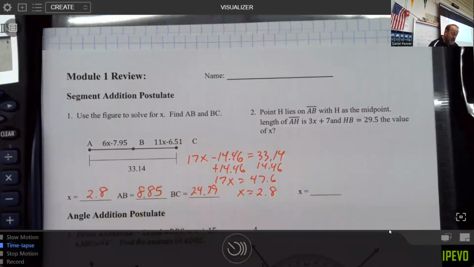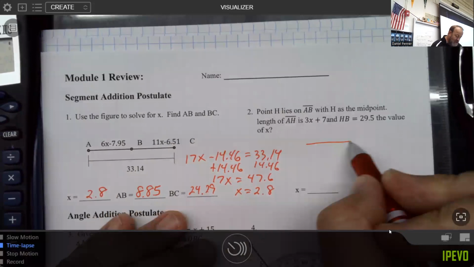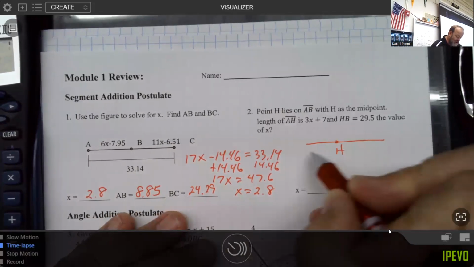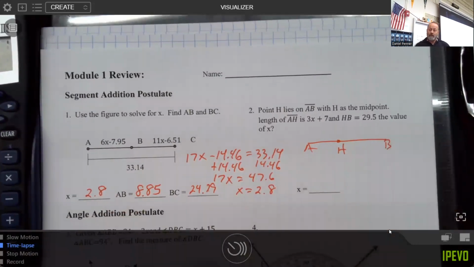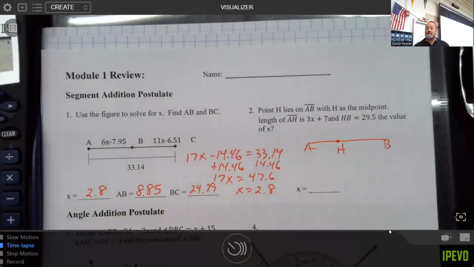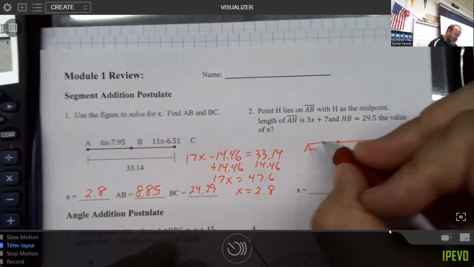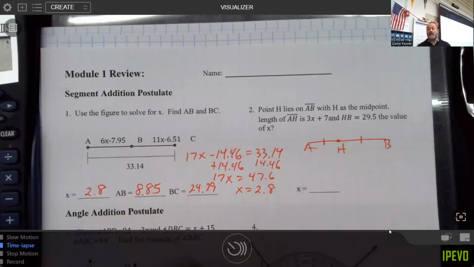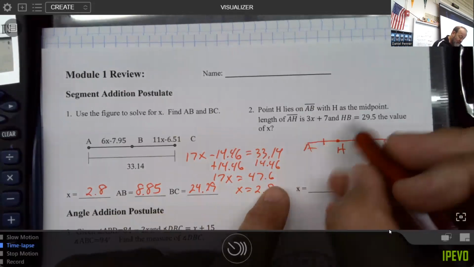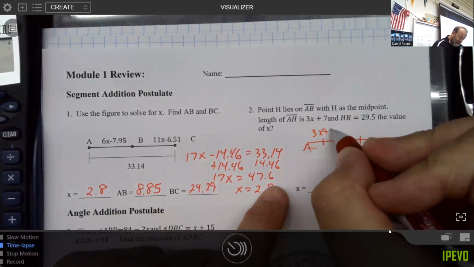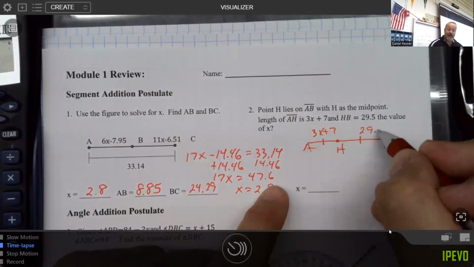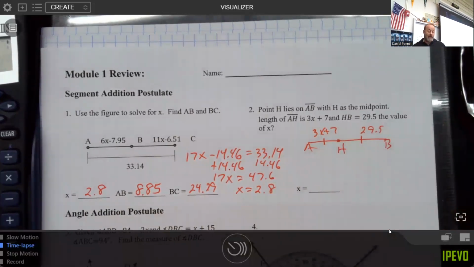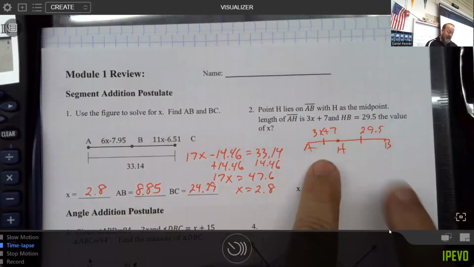Okay, so our next question says we have H right here, and it lies on AB. But it has one more little piece of data, and it says it's the midpoint. So I know that this side over here and this side over here are the same length. Even if my picture doesn't seem to reflect that they look the same, it is. It says that AH is 3x plus 7, and HB is 22.5. Now again, as I mentioned, AH and HB have to be the same.